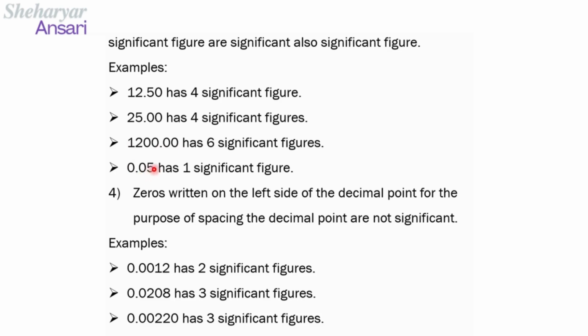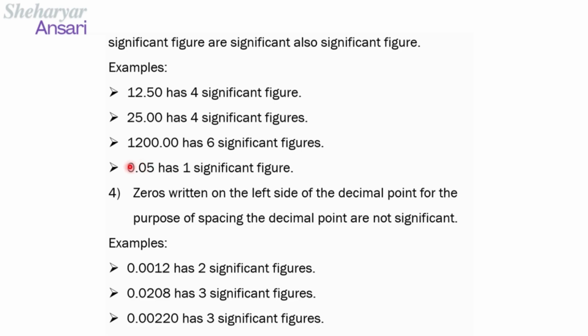Now what about this example? 5 is a non-zero digit, that's why according to rule number 1 this is a significant figure. What about this 0 and this 0? According to rule number 3, this 0 comes after a decimal, but it does not come after any significant figure. If there is no significant figure before this 0, then it is not a significant figure, so this 0 will not count.